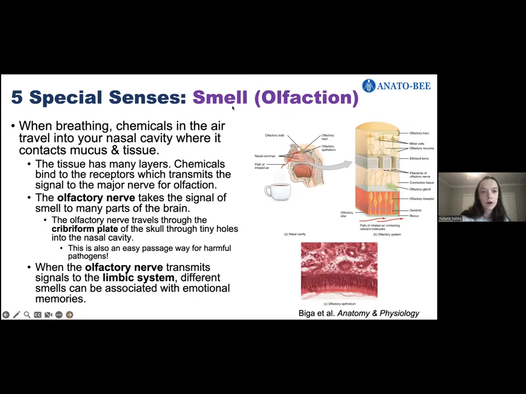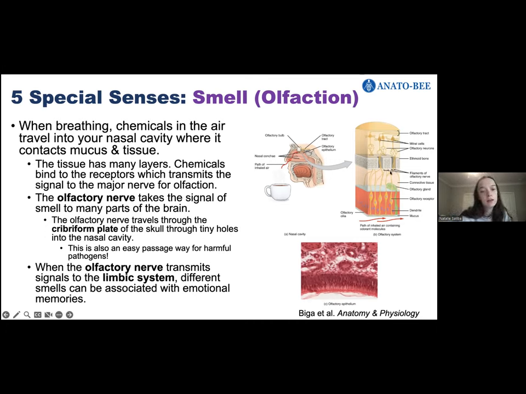And then for smell, when breathing, the chemicals enter into your nasal cavity right here, and it connects with muscle and tissue. The tissue has many layers, as you can see right here, and it transmits the smell to receptors for the major nerve of olfaction, which is the olfactory nerve. And this takes the sensations to the brain. But as you can see here, the olfactory nerve travels through the cribriform plate. You can see right through here, these little holes in your skull, and comes down into the tissue.